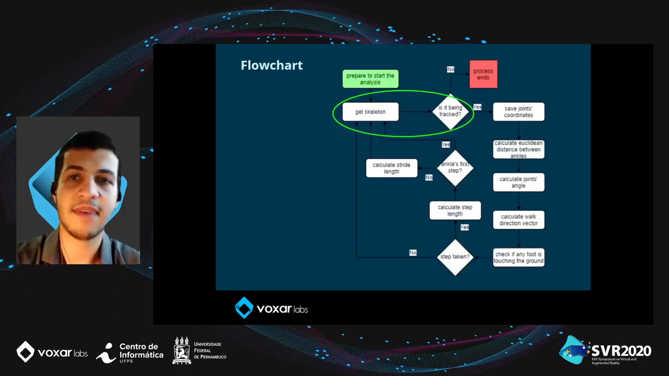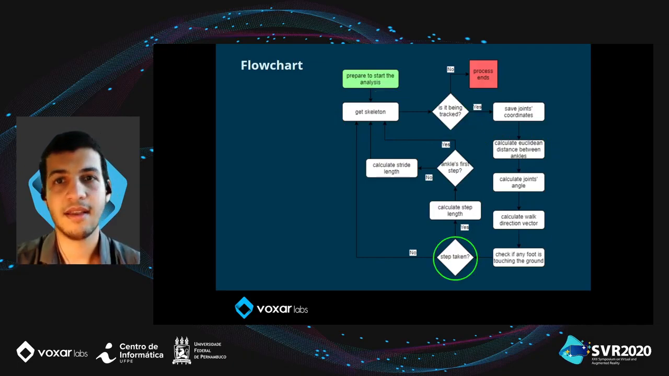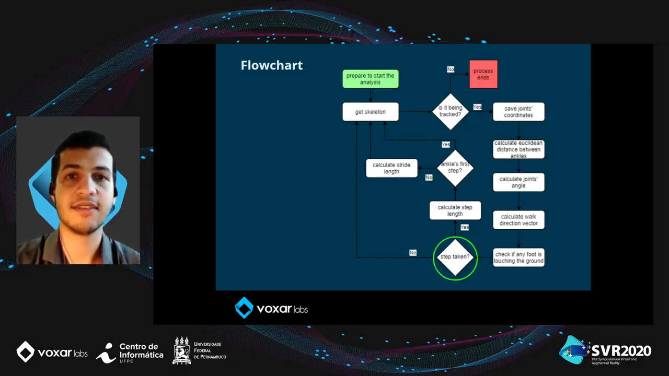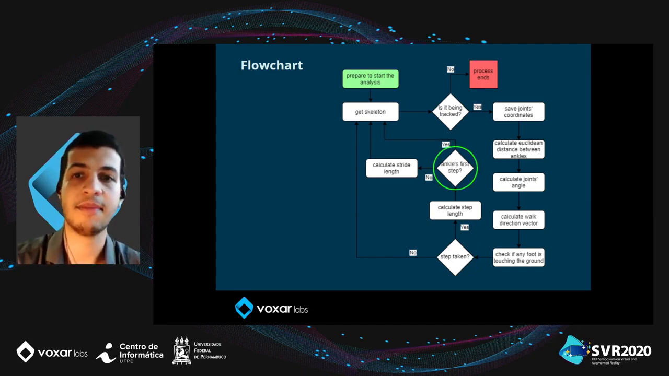The analysis starts by getting the joint coordinate and checking if the volunteer's skeleton is being tracked. After that, the Euclidean distance between ankles and all the kinematic variables are calculated. Then we check if a step was taken to calculate the step length, and if it's not the first step taken by that ankle, the stride length is also calculated, and this cycle happens every new frame.